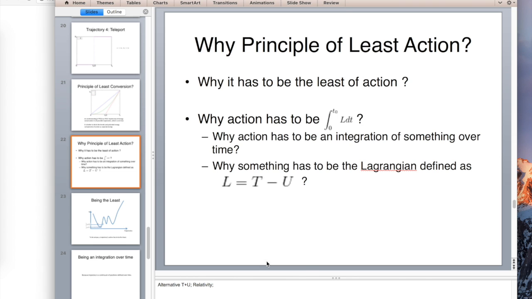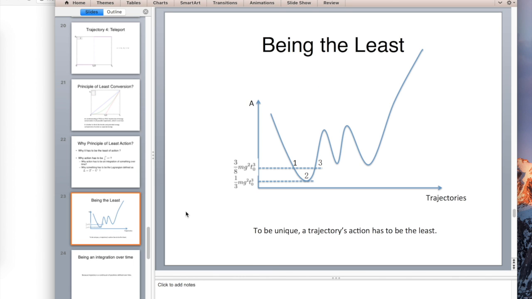I think the problem can be broken down into three questions. The first is why it has to be the least of all possible actions. And the second question is why the action has to be an integration of the Lagrangian over time. The second question can be further divided into two questions. First, why the action has to be an integration of something over time. And the second question is why the something has to be the Lagrangian, defined as kinetic energy minus the potential energy.